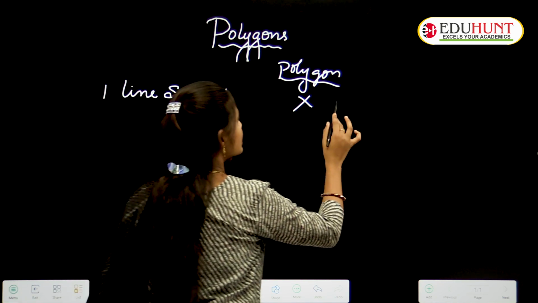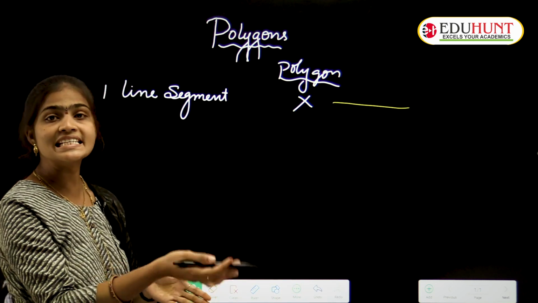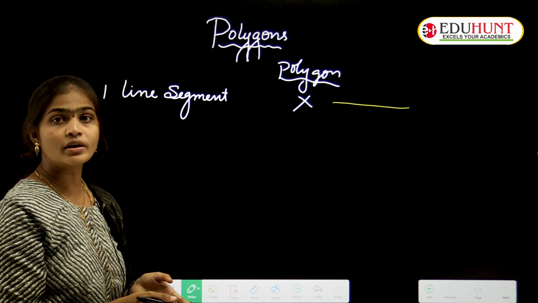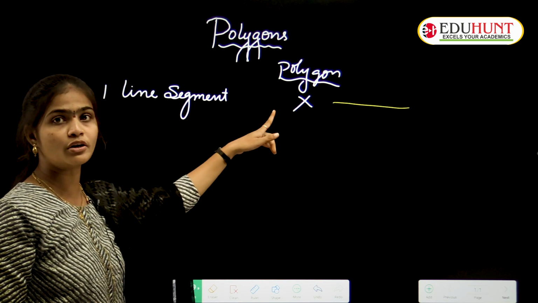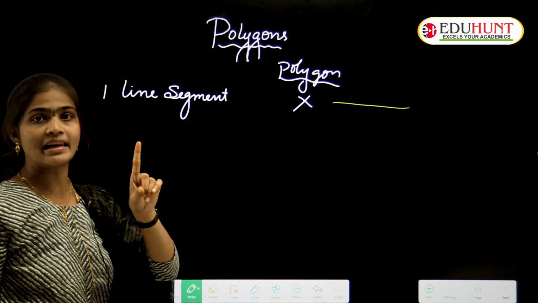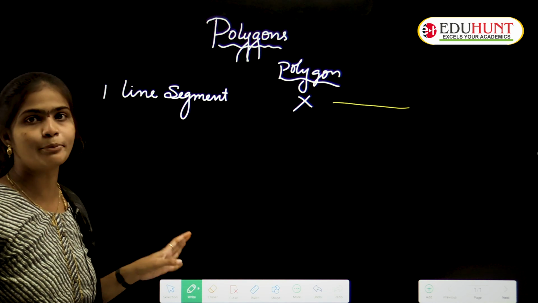Why? Because a closed figure which is made up of line segments is known as a polygon. But here there is only one line segment. By taking one line segment, we cannot form any polygon.